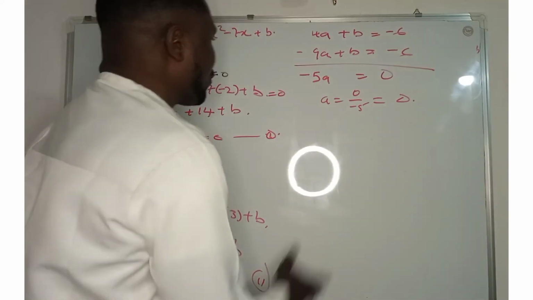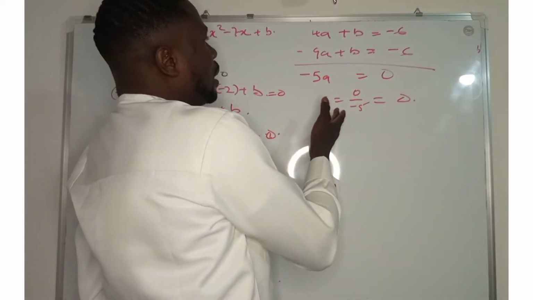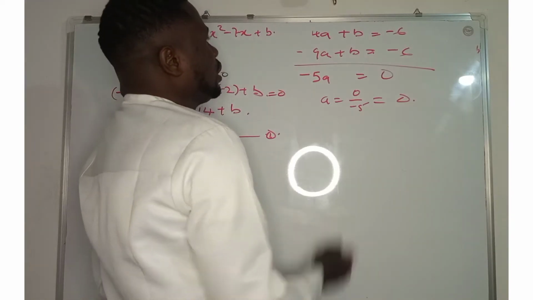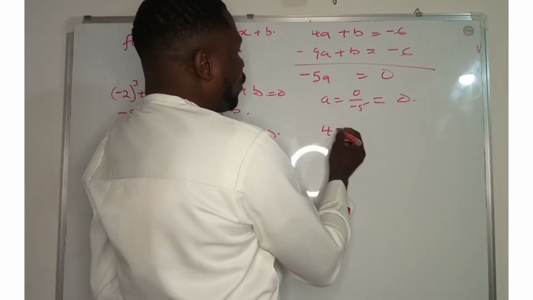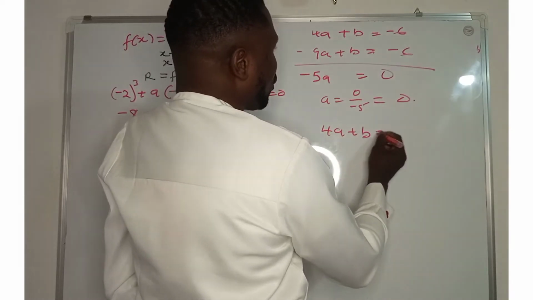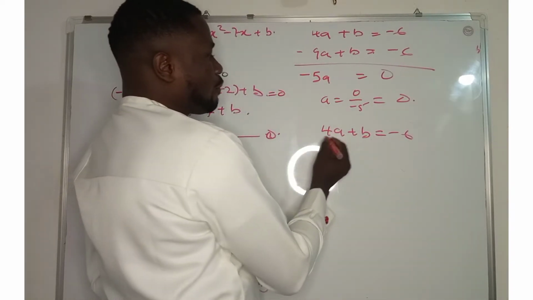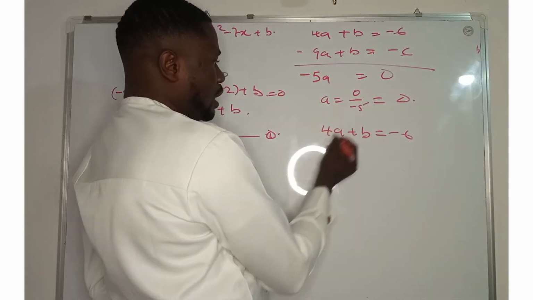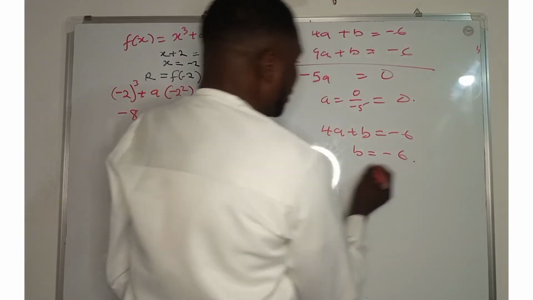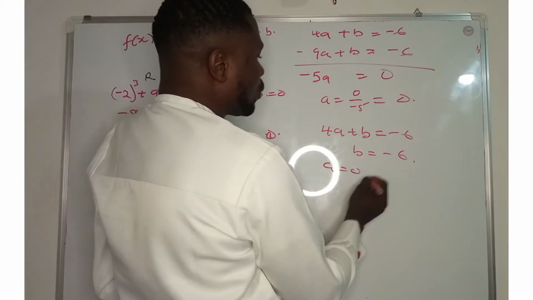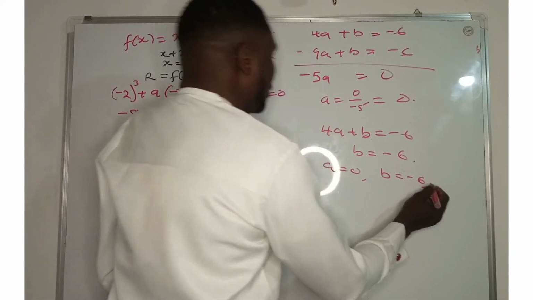So if we substitute this in either of the equations, if I substitute a equal to 0 in equation 1, 4a plus b equal to minus 6, of course, 4 times 0 will be 0. So b will be equal to minus 6. Therefore, a is equal to 0 and b is equal to minus 6.